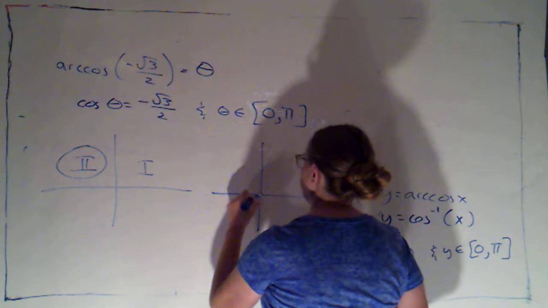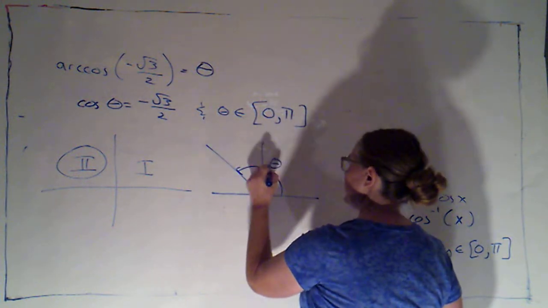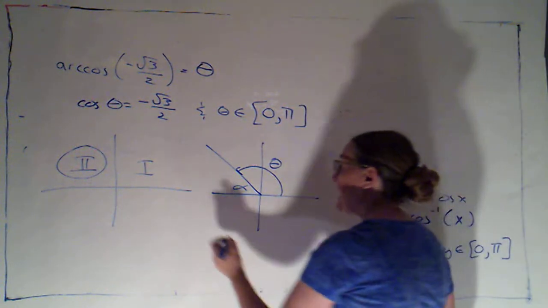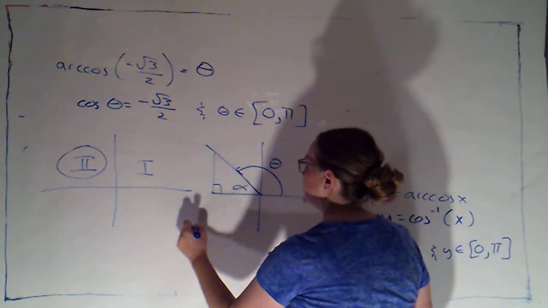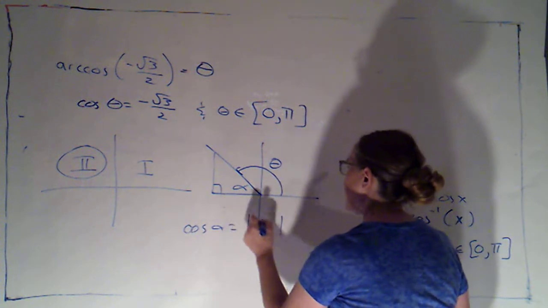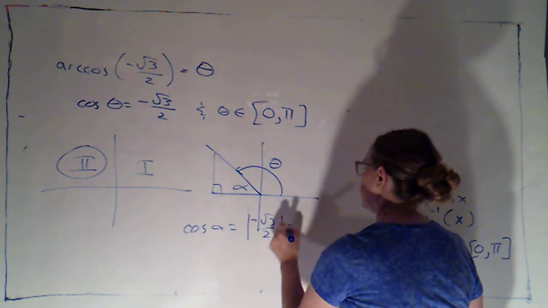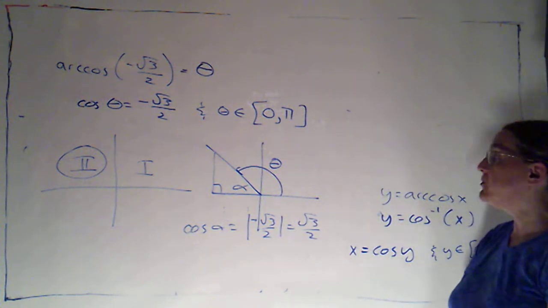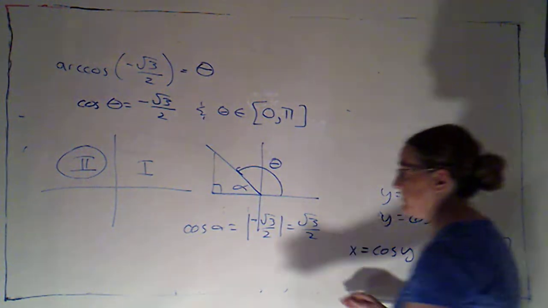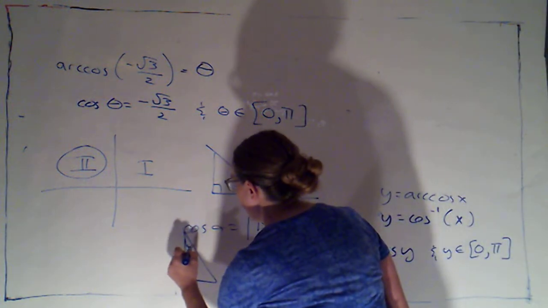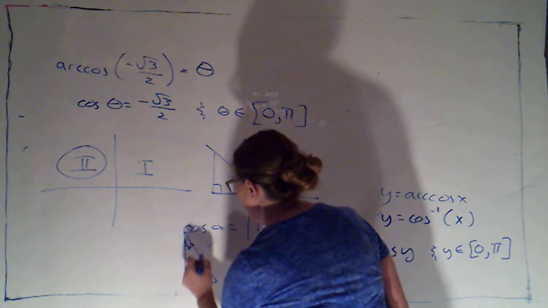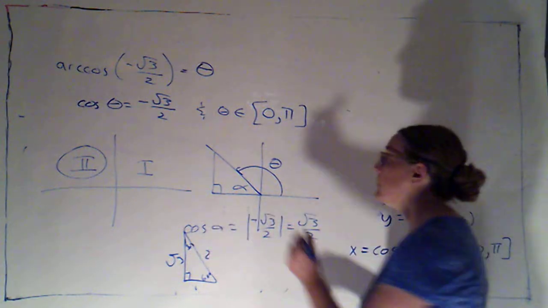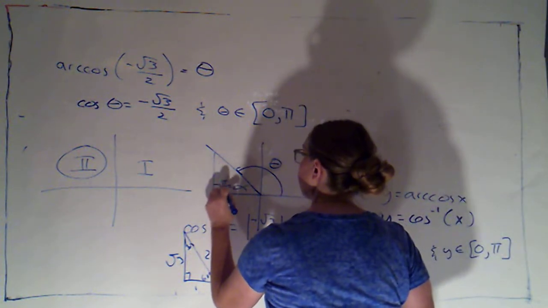So my picture looks like this, very similar to what we had last time. Alpha is going to be my reference angle. And what I know about alpha is that cosine of alpha would just be the absolute value of negative root 3 over 2, so that would be root 3 over 2. I'm looking for the acute angle whose cosine is root 3 over 2. Once again, I'm going to draw my 30, 60, 90. 1, 2, root 3. That's going to be my 30-degree angle, which would be pi over 6 in radians.